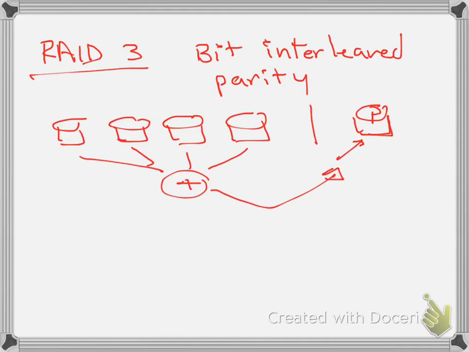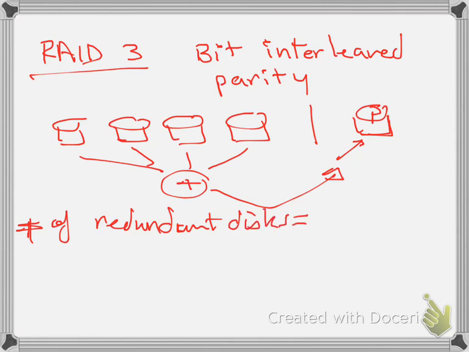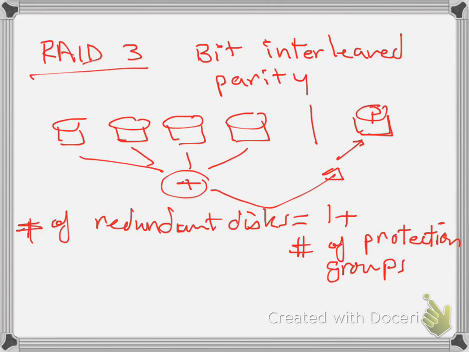And the number of redundant disks will be equal to 1 plus the number of protection groups. So as an example, if I am doing odd parity, and this is 1, 0, 1, 0, so here it is even, I will add 1 here in order to make it odd, as an example.